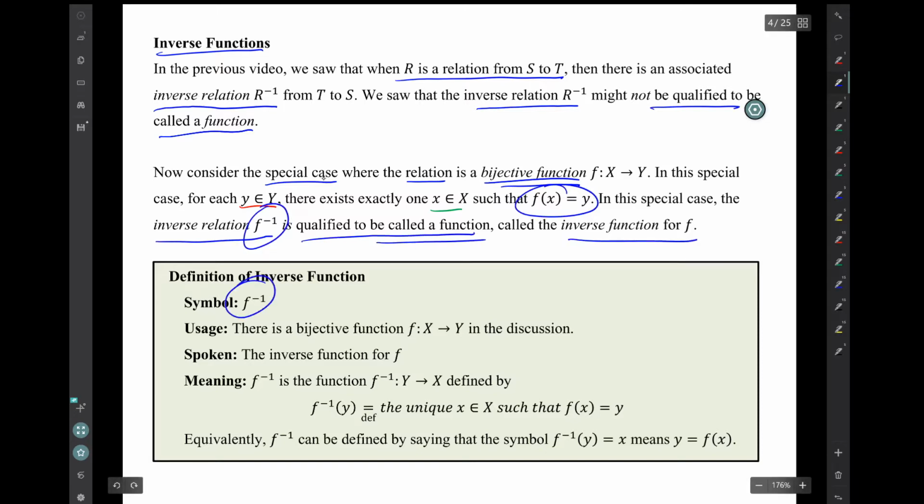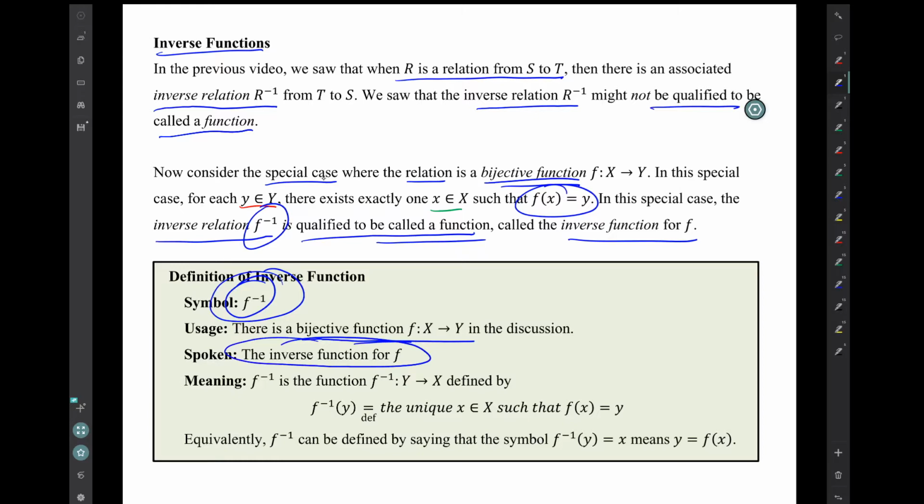So we use the same symbol that we used earlier for inverse relation, but if we use it in the situation where f is a bijective function, then this thing, instead of being called the inverse relation, is called the inverse function. But it's the same thing. It's the inverse relation for f. It's just qualified to be called a function.